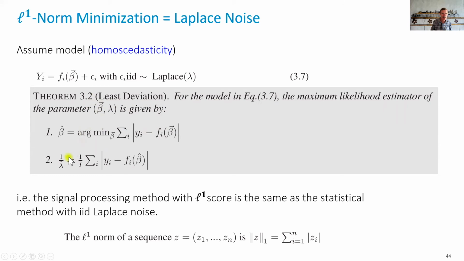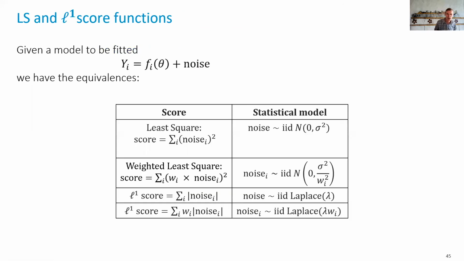And lambda is given by 1 over lambda hat is 1 over n, the sum of the error terms that is here. So in other words, the signal processing method that takes the L1 score corresponds exactly to Laplace noise here. This is what we saw just now: assuming that the noise is IID Laplace corresponds exactly to taking as score the L1 norm of the error terms.